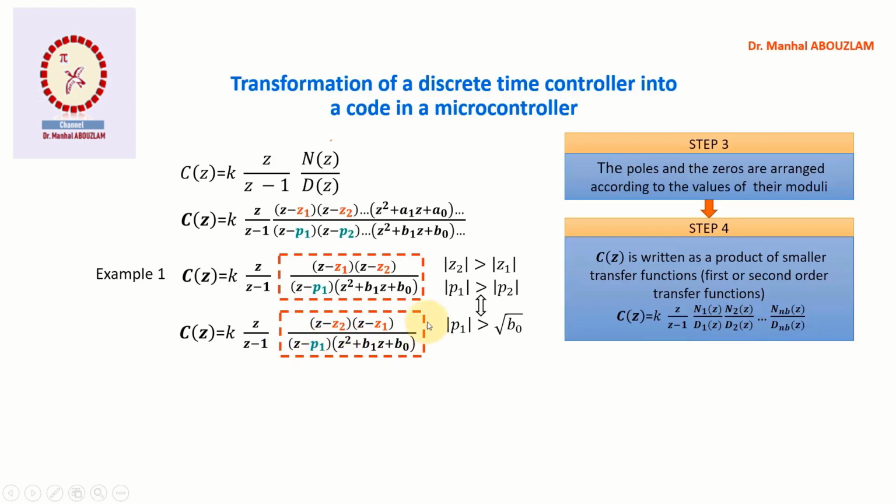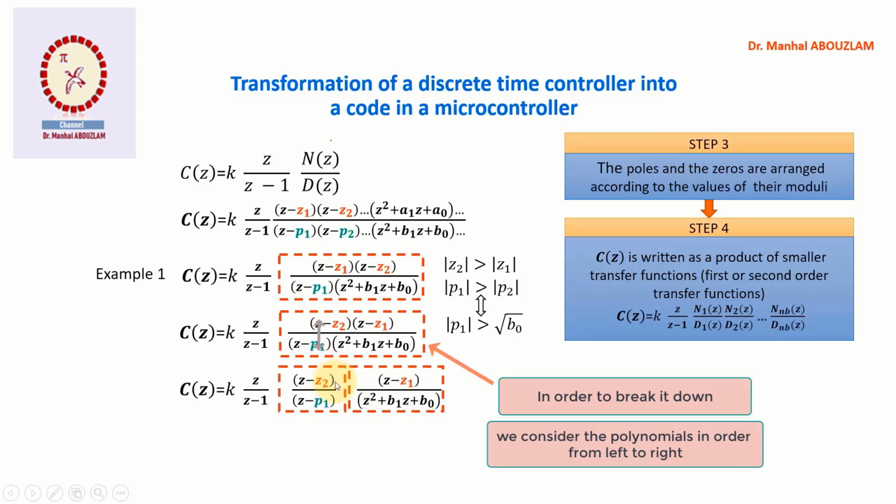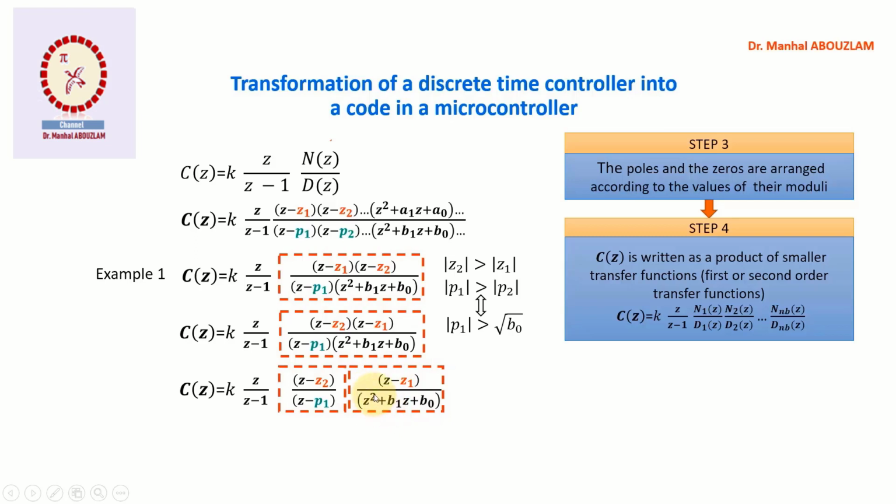Okay, now we go back to our example. I will break down this part into smaller transfer functions. So I take this polynomial over this polynomial and I obtain this block, this small transfer function. Then I have this polynomial over this polynomial, so I can obtain another small transfer function. So for our controller, we have three blocks. We have already our integrator, and we have this transfer function, and we have this transfer function. Each block is a first or second order transfer function.